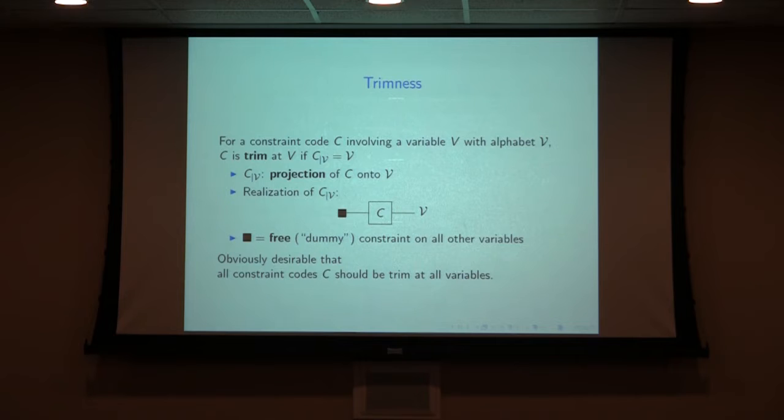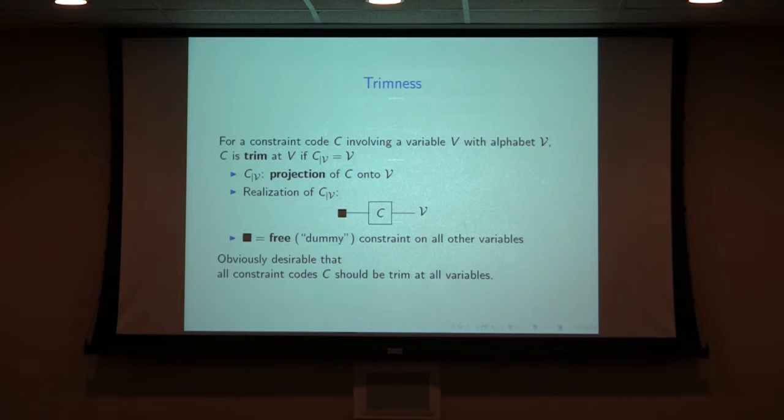Okay, very basic concepts. I'm going to introduce trimness, which you're going to think is very obvious, as a predecessor to talking about properness, which I don't think is quite so obvious. So let's take a single constraint code C, a single vertex, and a single variable V involved in that constraint. We're going to say C is trim at V if the projection of C onto the alphabet of V is equal to all of V. In other words, all of the elements of this alphabet occur in at least one place in the constraint.